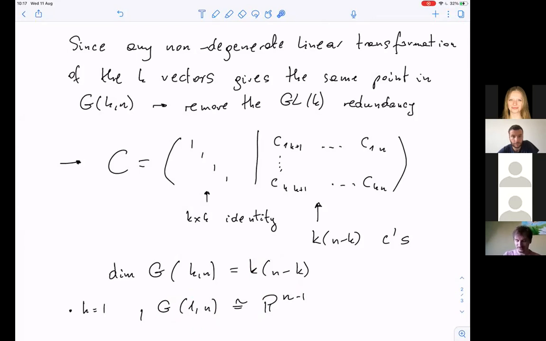Okay, another question: do the planes need to contain the origin? Yes, very good, thank you. These are linear spaces, so they're not affine. All of them go through 0.